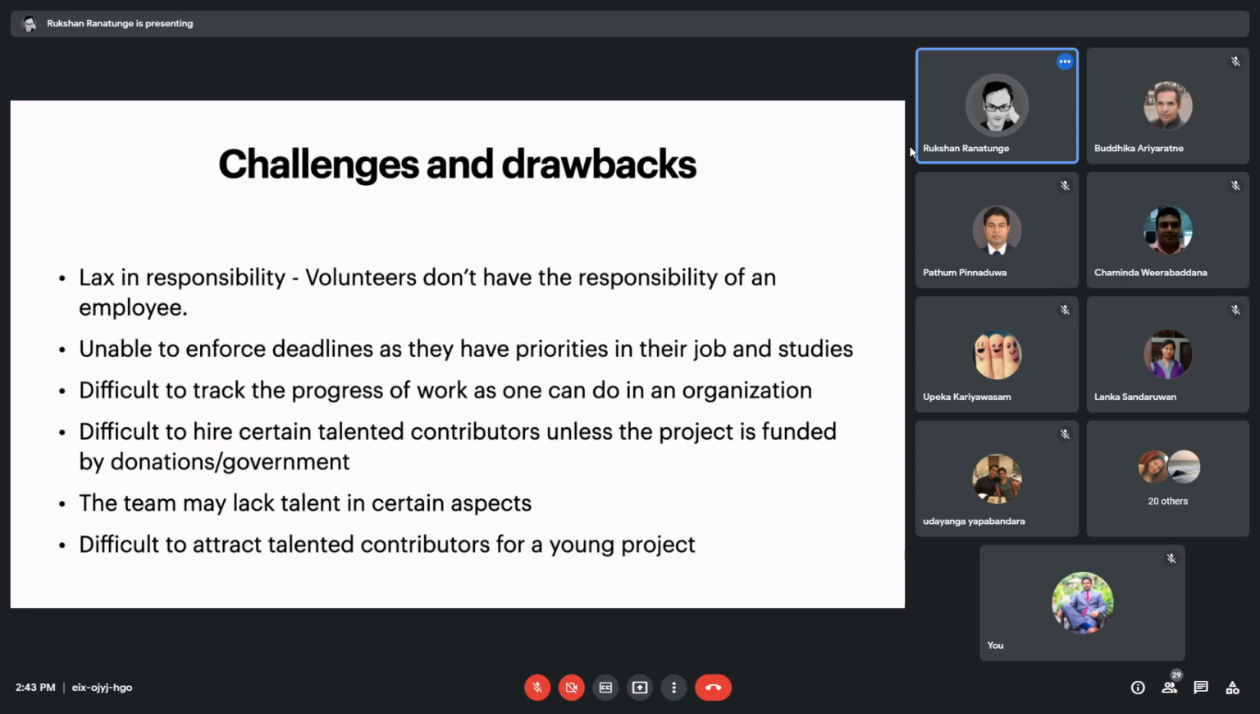But since this is a zero budget project, and since Sri Lanka does not have that much funds to allocate for a project, we might not be able to hire talented developers to have in a project.